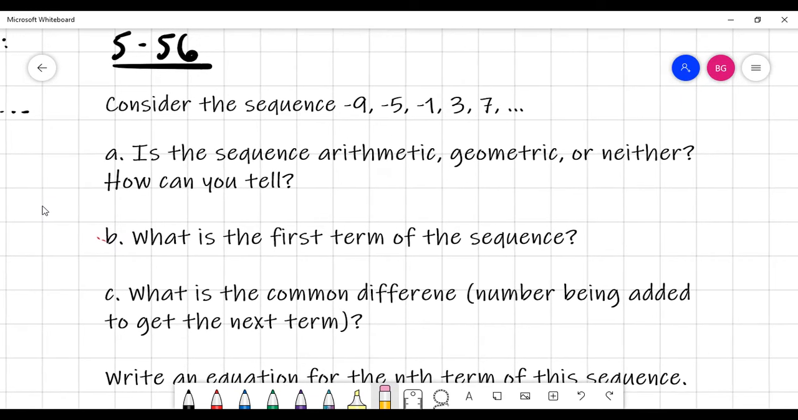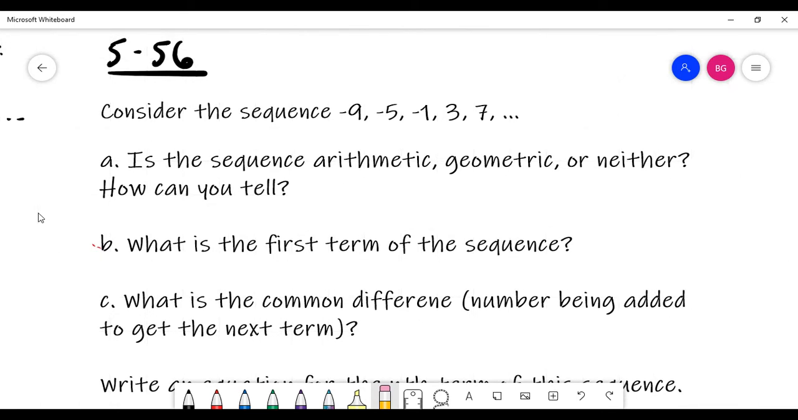This is 5-56. So we're going to consider the following sequence here, and I'll highlight it here for us. Our sequence is -9, -5, -1, 3, and 7. What I want you to do first now is just look at letter A, and determine if the sequence is arithmetic, geometric, or neither, and how you can tell. Pause the video and answer that question.